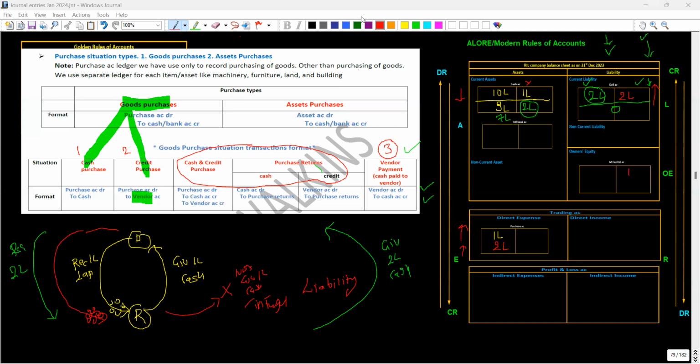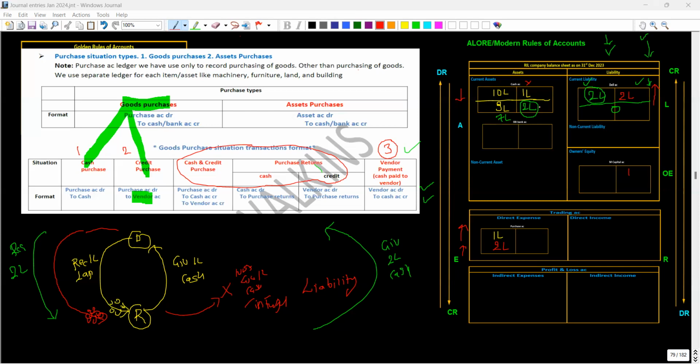So tell me, Reliance company purchased goods from Blue Star company. I mean, Reliance company purchased air conditioner from the Blue Star with cash of 5 lakhs. Tell me journal entry. Reliance Digital purchased the air conditioner from the Blue Star company with the cash of 5 lakhs. Tell me journal entry. మన కంపెనీ రిలయన్స్ బ్లూ స్టార్ అనే కంపెనీ నుంచి ఎయిర్ కండిషన్ పర్చేజ్ చేసింది. Purchase account debit to cash account credit.